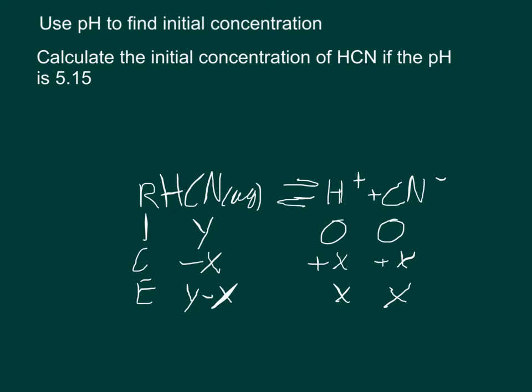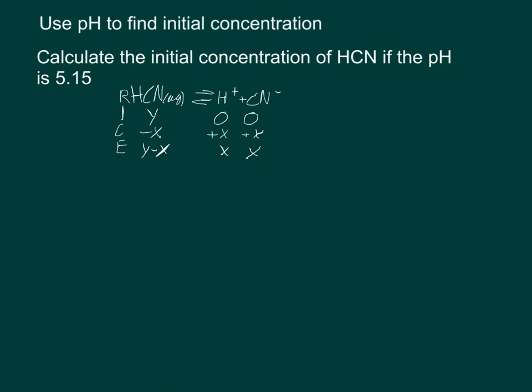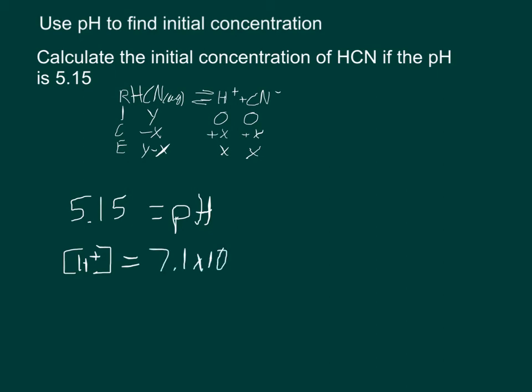Alright, so given that we have set up this chart, I'm going to just move this a little bit out of the way. Now we're going to get to figuring out how to solve this. The first thing we can do is take the pH, which we're given as 5.15, and take the inverse log of this and find that the concentration of H plus is equal to 7.1 times 10 to the negative 6th molar. Given that, we now know that this right here is going to be equal to x.